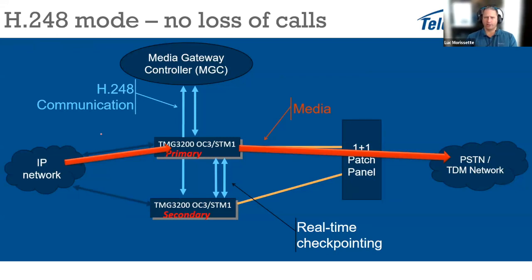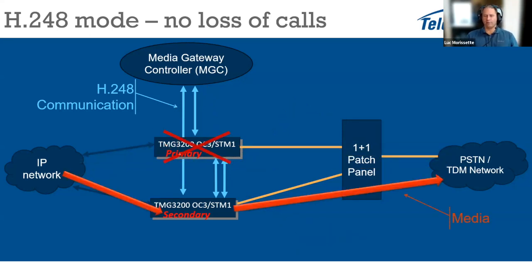Just a quick talk about the H248 mode. H248 mode is controlled. These devices are controlled by a media gateway controller. So you have H248 communication going to both units like this. And then all your media traffic is going through your devices. When we use H248 mode, we have only media here. All the media is being sent to one of the units like this. If something happens with the primary unit, everything is sent through the secondary unit.